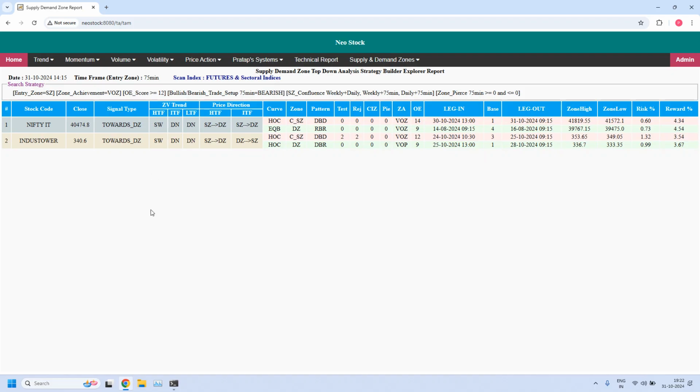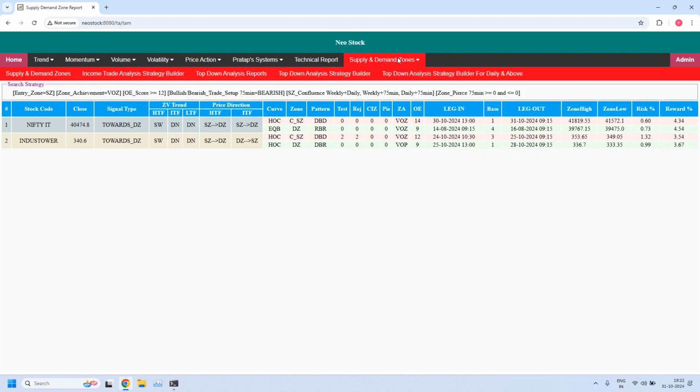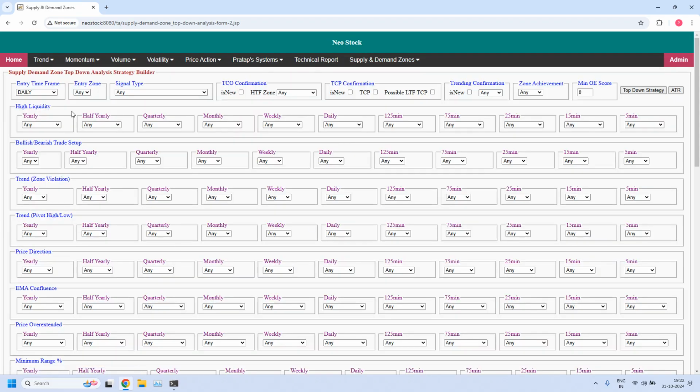Okay, now let's look for a bullish trade setup for daily income trade. Entry time frame is 15 minutes. Entry zone is a demand zone. In bullish or bearish trade setup at 15 minutes, I'm selecting bullish.